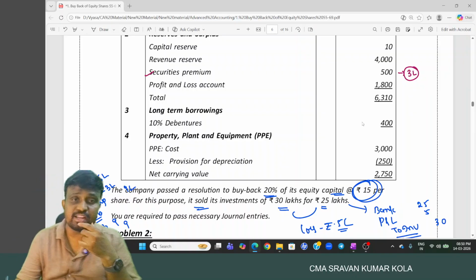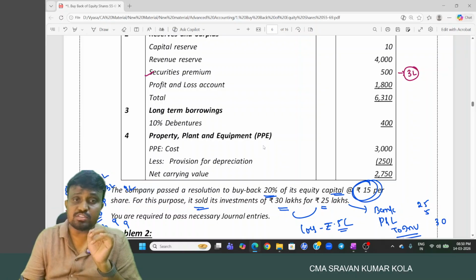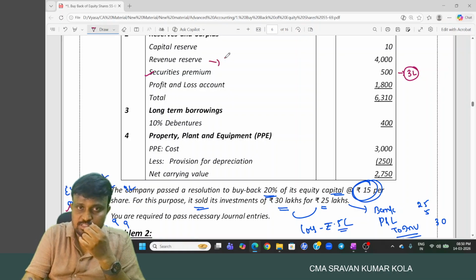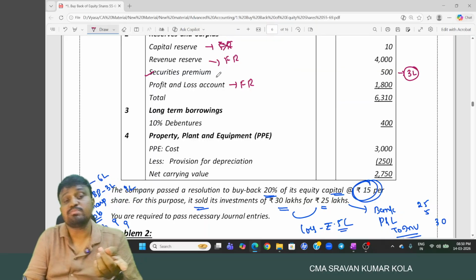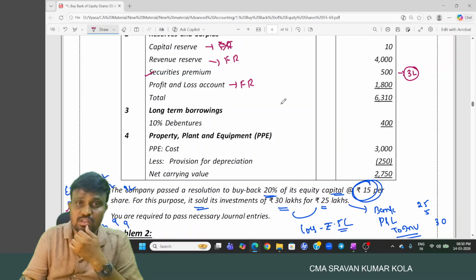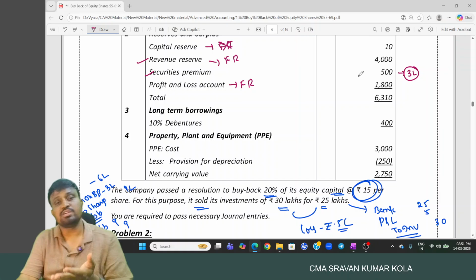Next one is for creating the CRR. CRR is created out of free reserves. Revenue reserve is a free reserve, and the profit and loss account is also a free reserve. Capital reserve is not a free reserve. Even securities premium is a free reserve, but remember, securities premium is not used to transfer to CRR. So first we use the revenue reserve. Revenue reserve account debited to CRR.